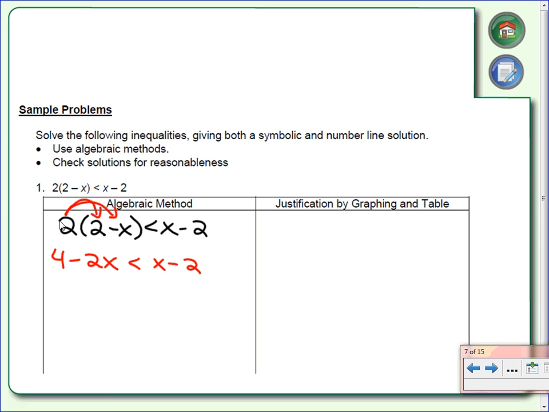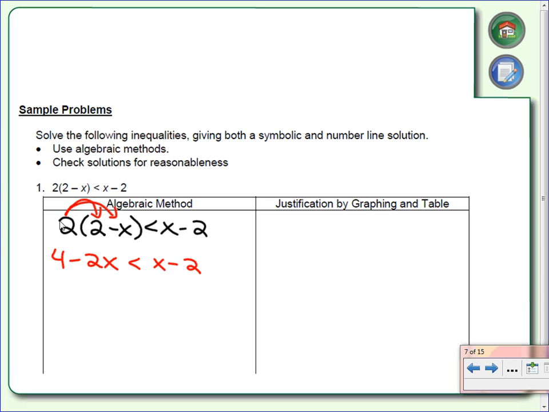The next step is to combine like terms. So what I want you to do is look at just the left side, 4 minus 2x. Are those like terms? Can I put those two together? No. Look at the right side over here, x minus 2. Can I put those two together? No. One has an x, the other doesn't.